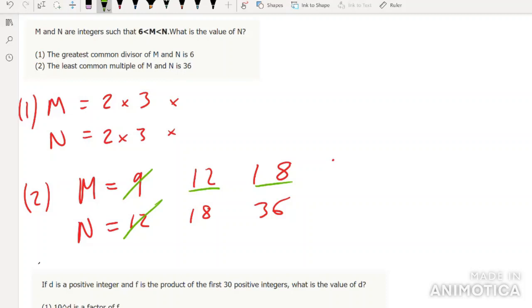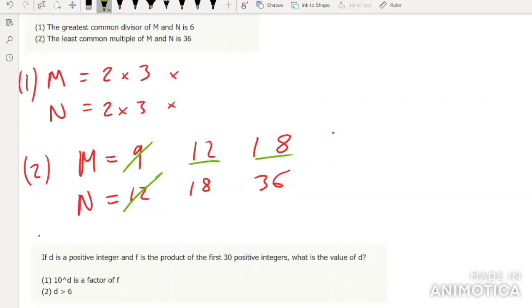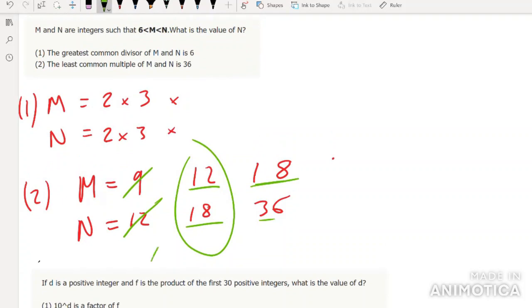Ooh, it's a bit of a nasty question, but okay, we're getting there. And so now, if m is 12, what can n be? Well, it can only be 18, because if it was 36, then the greatest common divisor would be 12. So it can be 18. We can get that pair. And then if m is 18, can n be 36? Well, the answer is no, because then the greatest common divisor would be 36. So this is the only possible pair, and so both together is enough.